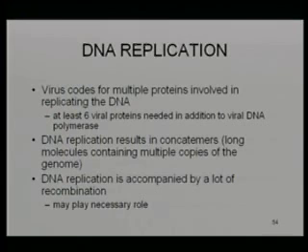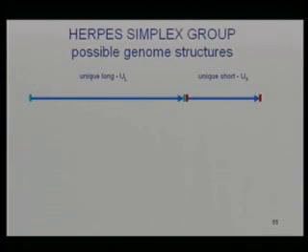So DNA replication is accompanied by a lot of recombination, and people are beginning to think that may play a necessary role in the life cycle of herpes. It is possibly just a complicated result of that recombination, or possibly for some other reason that we don't understand.